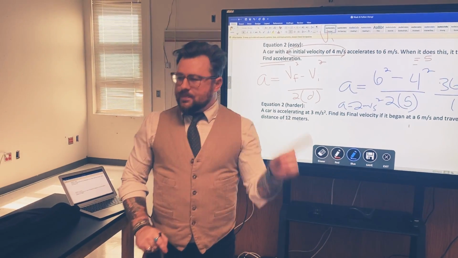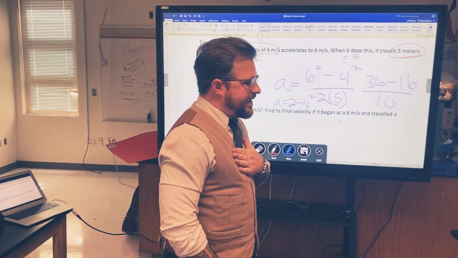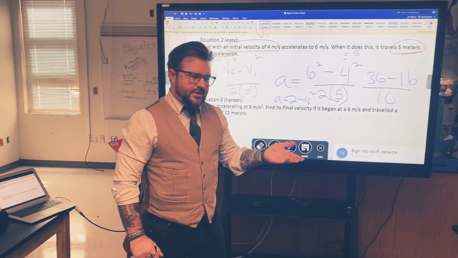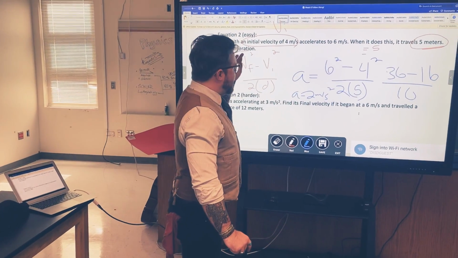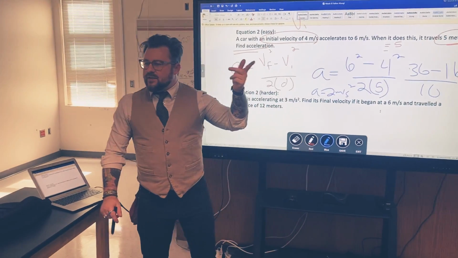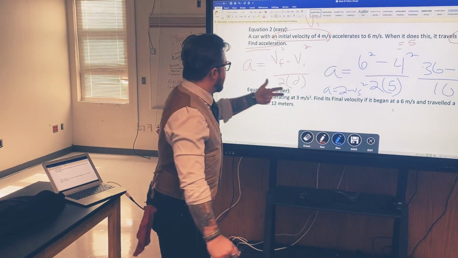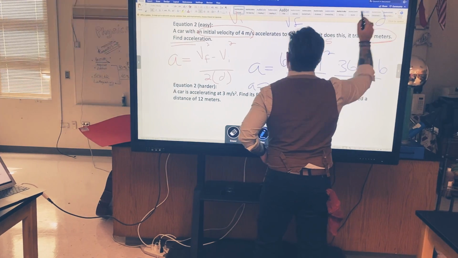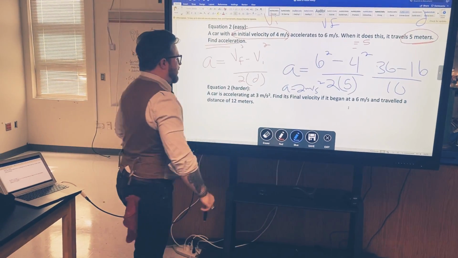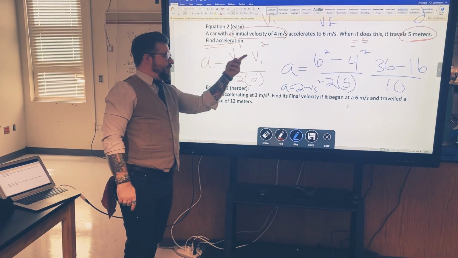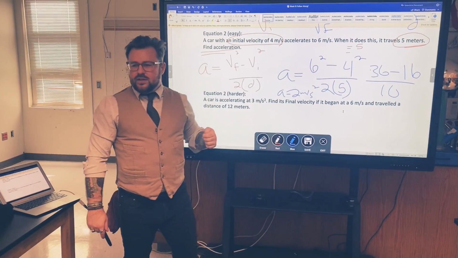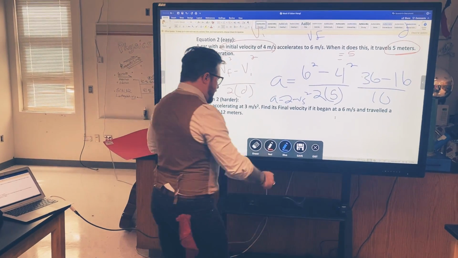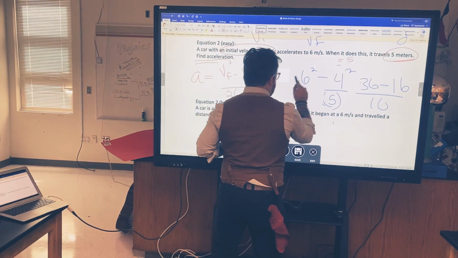Now, how did I know to pick this equation? Because I'm the teacher, I know. How are you going to know to pick the equation? Exactly. What do I have? What's given? I have initial velocity. I have final velocity. I have distance. I have to find acceleration. Which one of these has acceleration, final, initial, and distance? This one.